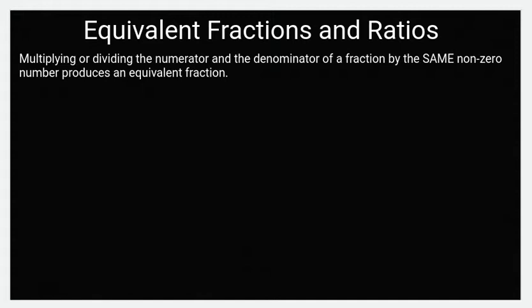Now, how do we produce an equivalent fraction? All we need to do is to multiply or divide the numerator and the denominator of a particular fraction by the same non-zero number. That would give us an equivalent fraction. Now, let's take 2 over 3 for example.